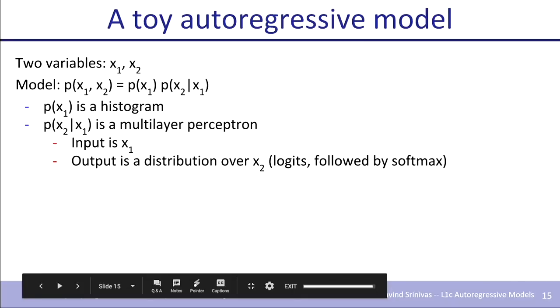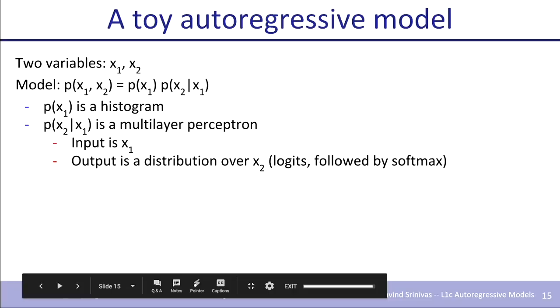So with two variables, what is an autoregressive model? Here are two random variables. This is an autoregressive model, right? So here, the joint model probability is P of x1 times P of x2 given x1. That's it. So that means in order to define this model, you must define a probability distribution over x1 and then a conditional probability distribution.